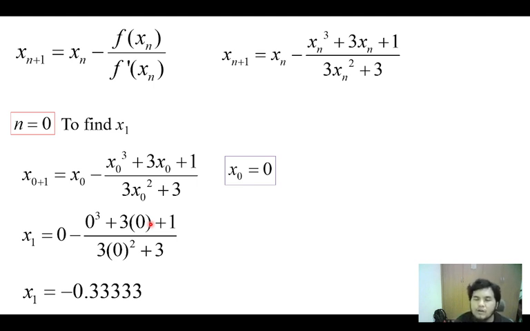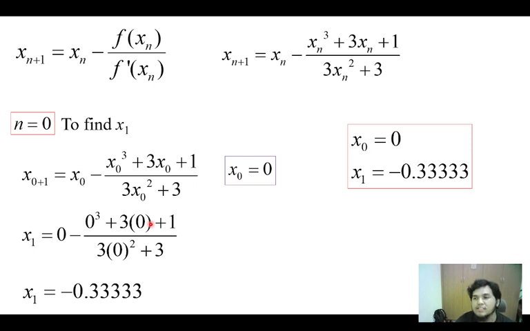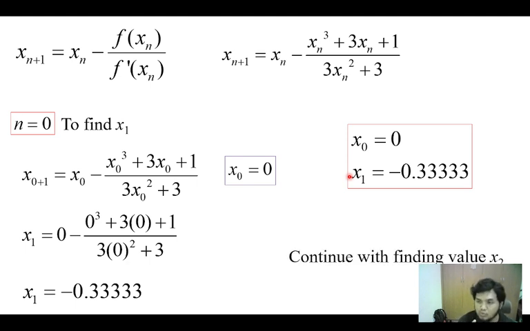For this method, always use the form of decimals. I don't want you to use fractions. Why? Because decimal is much easier for us to compare the two values of x. So we take x0 and x1. The two values are very far, different. So we have to continue calculating or finding the x2.